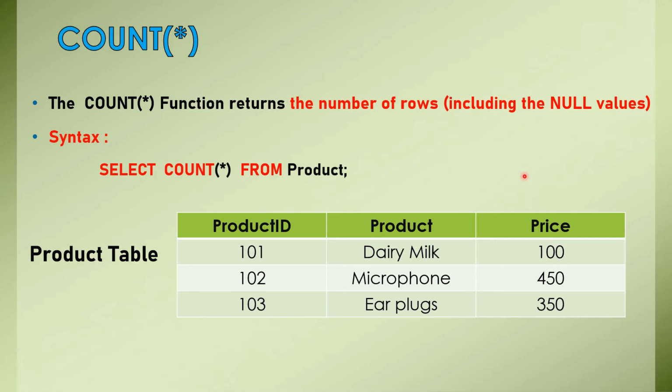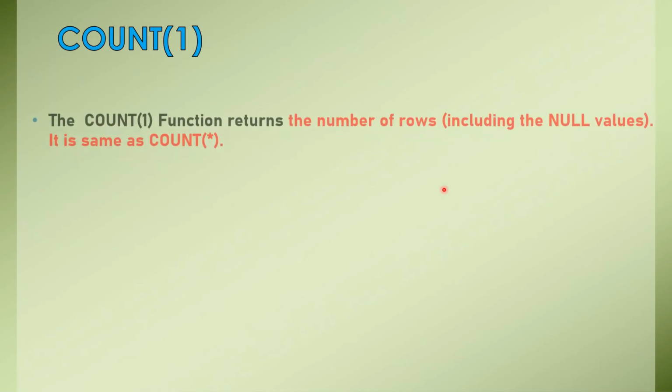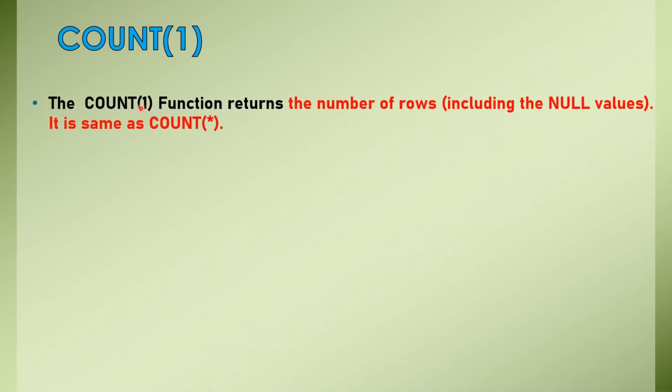Okay, so let us see what the meaning of count is when within the brackets you write any number like 1 or 2. So what will be count 1? Whenever you write count 1 or any number, the function returns the number of rows including the null values. It is the same as count star. Count star and count 1 do not have any difference as such. Both work in the same manner, the only difference is that here you are using a star, and here you are using a number.